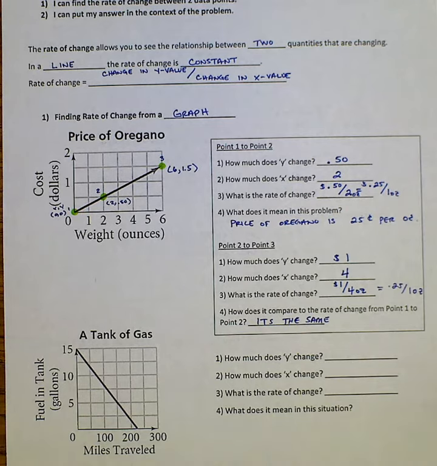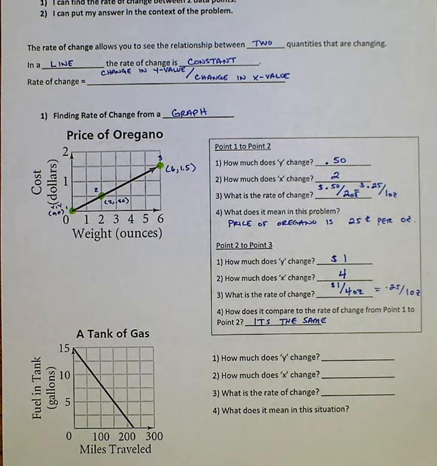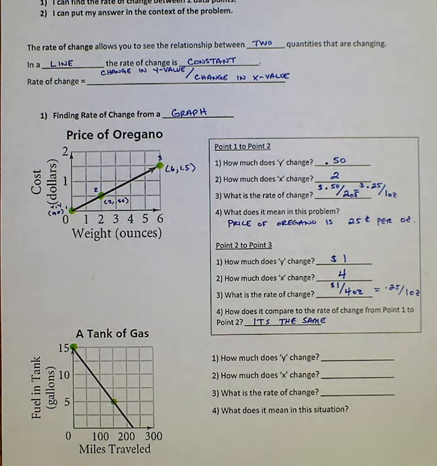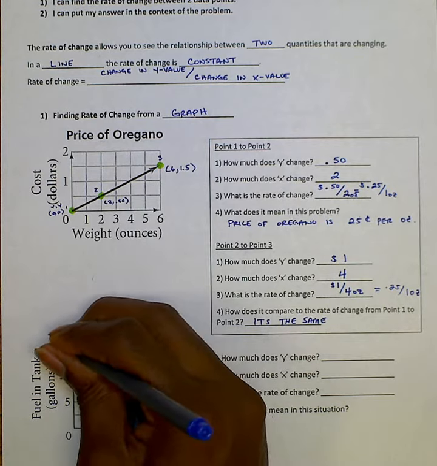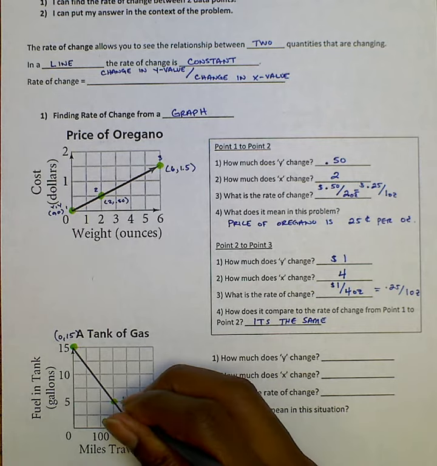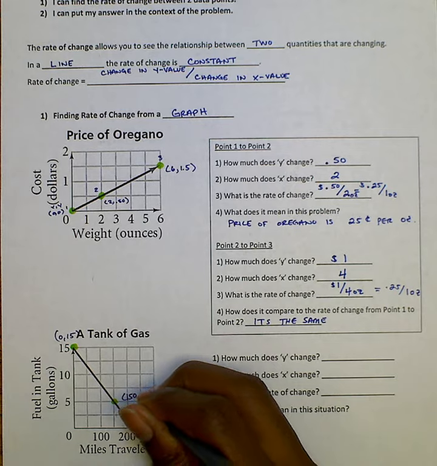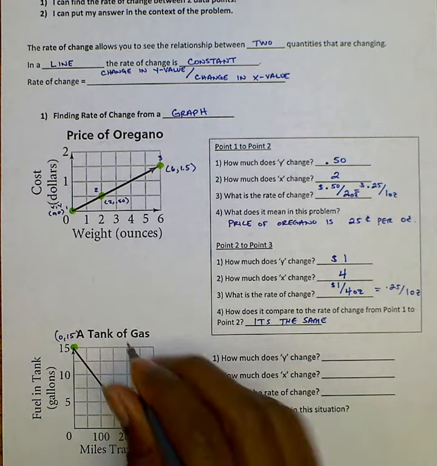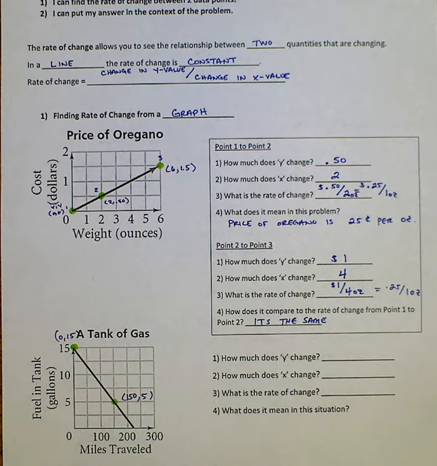Now you have an opportunity to do that same thing with a tank of gas. I'll help you out and give you a few points that you should look at. One point is at 0, 15, and the next point is at what looks to be 155. Answer these questions, find out the rate of change, and then tell me what that rate of change means in the situation. So do these 4 problems for me.